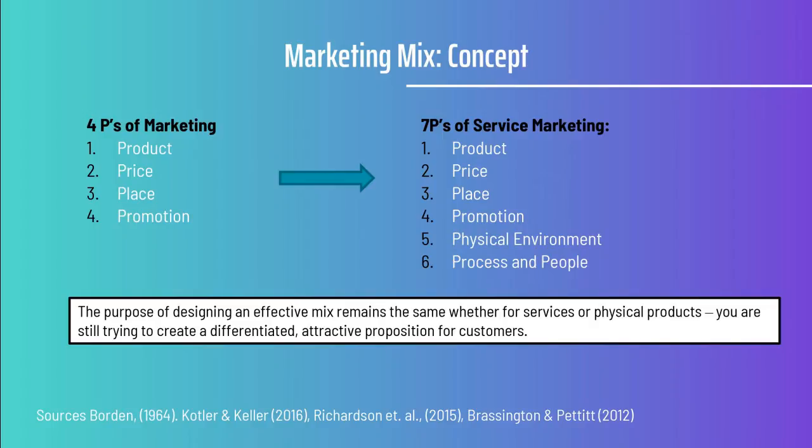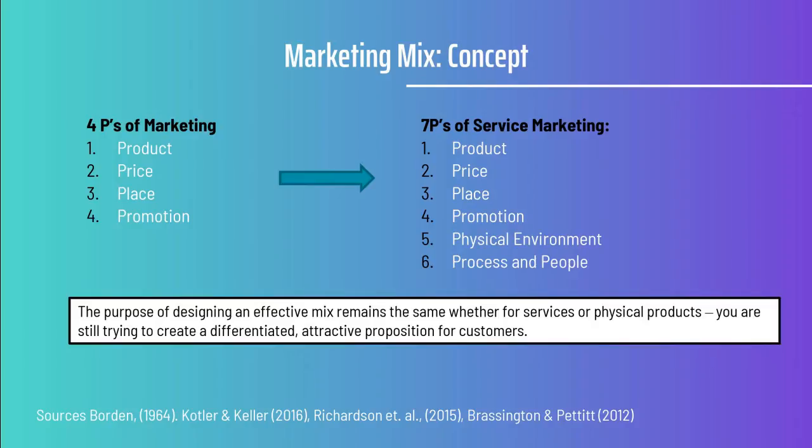So from this is extended the 7 P's of service marketing, which in addition to product, price, place and promotion now include physical environment or evidence, process and people. This has been altered because of the intangibility of service products. So for example, you buy and pay for a haircut, but at the same time you are not buying a physical product like you would when you're buying a new car.